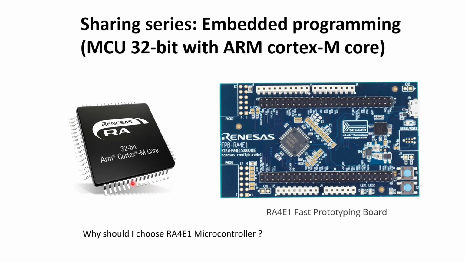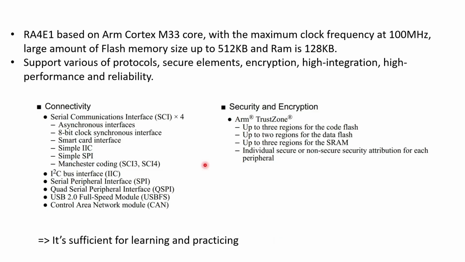So, what's the reason and why should I choose the RA4E1 microcontroller? Let me introduce. First, the RA4E1 is based on the ARM Cortex-M33 core with a maximum clock frequency of 100 MHz. It supports a large amount of flash memory, up to 512 KB, and SRAM size is 128 KB. It supports various protocols, security elements, encryption, high integration, high performance, and high reliability.